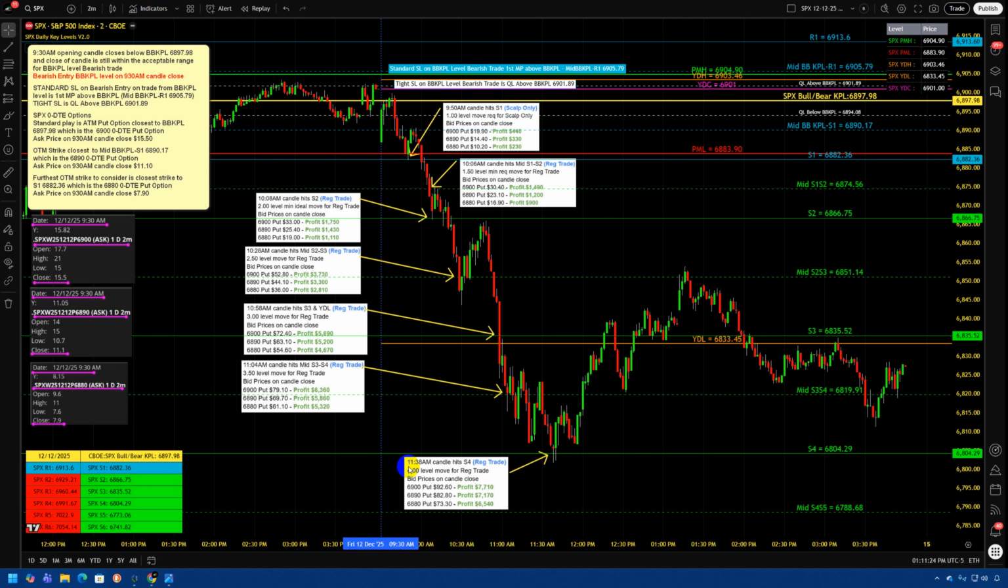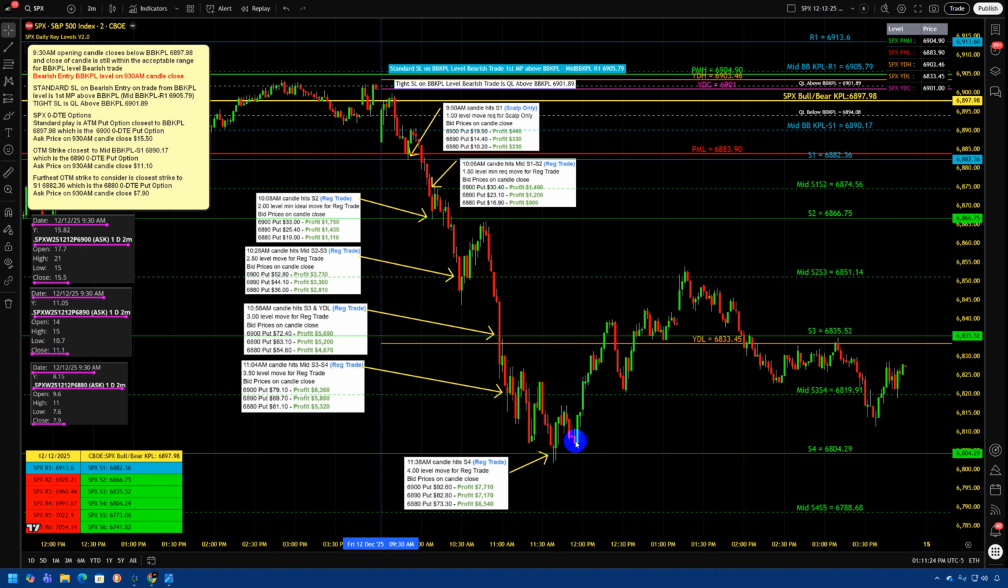The 11:38 a.m. candle hits S4, and coincidentally the S4 level is where things turned around temporarily and the selling stopped. As you can see, it hit that level, wicked through it, closed back above it, and then every candle after that closed back above it.